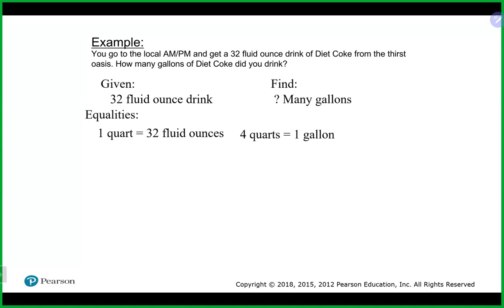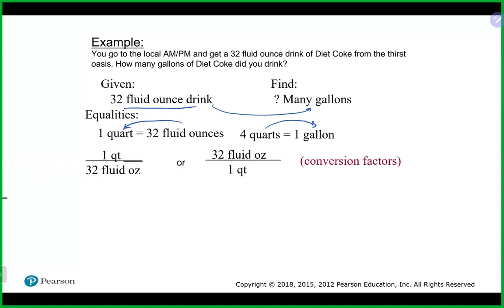Okay, so let's take a look. Again, here we're starting with 32 fluid ounces. We want to get ourselves over to gallons. Again, one pathway here is some of the equalities that I chose. We could go from fluid ounces to quarts. Once we have it in quarts, we then can take it to gallons at that point, is sort of the pathway. Those are our equalities, and obviously we could have a number of conversion factors here to choose from.